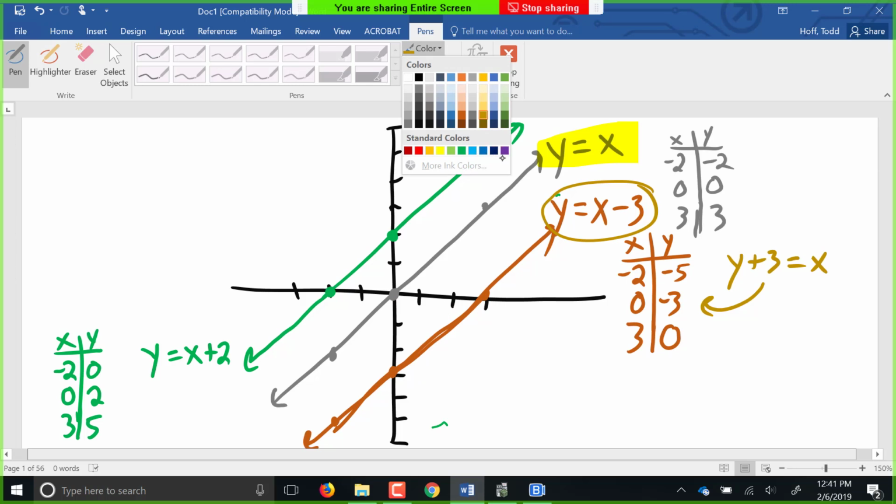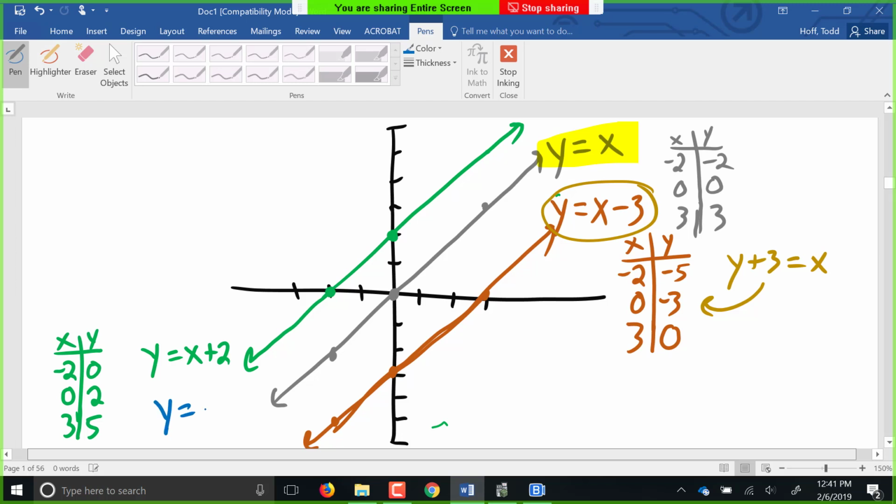So we've added to x to see that it moves the line up. We've subtracted from x to see that it moves the line down. What if I multiply x by something? What if I do y equals 2 times x?